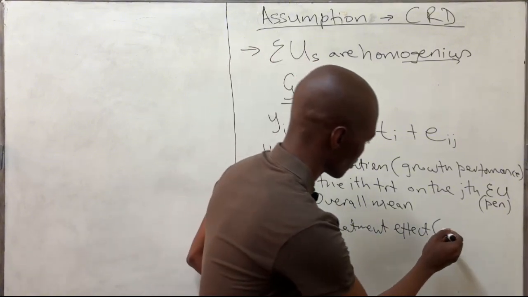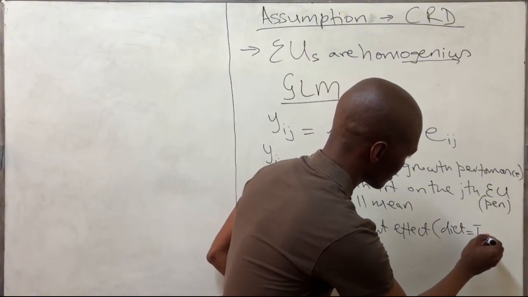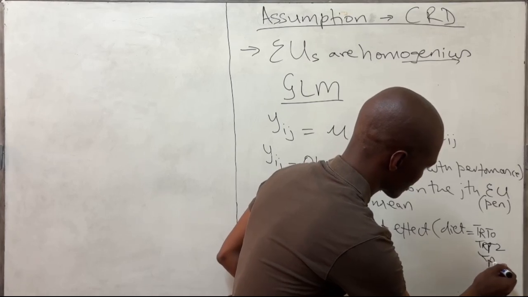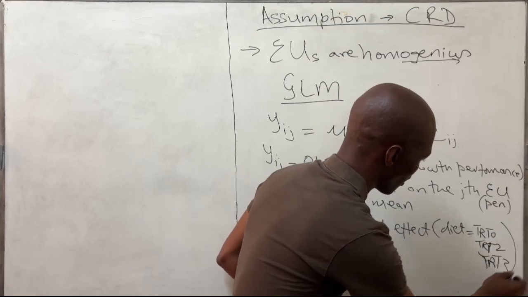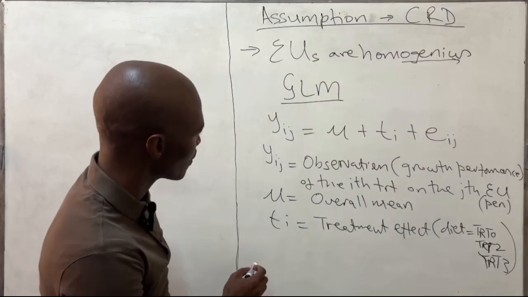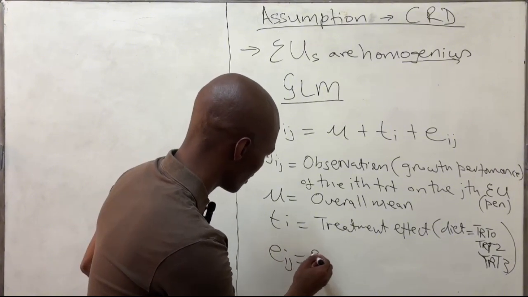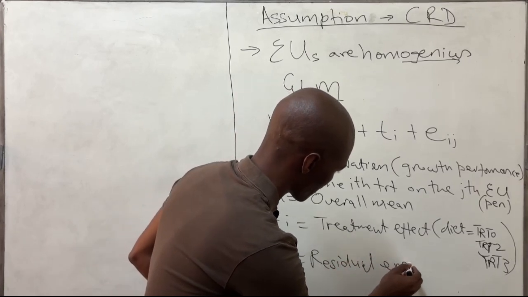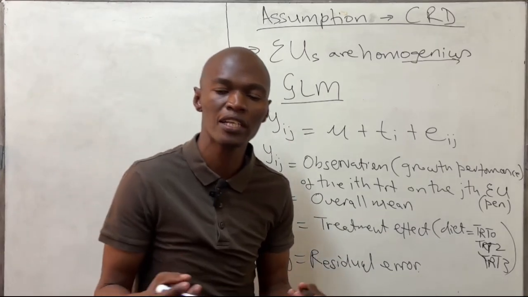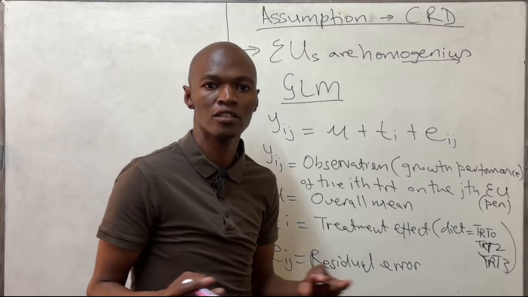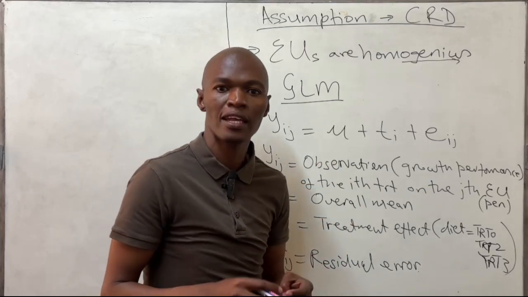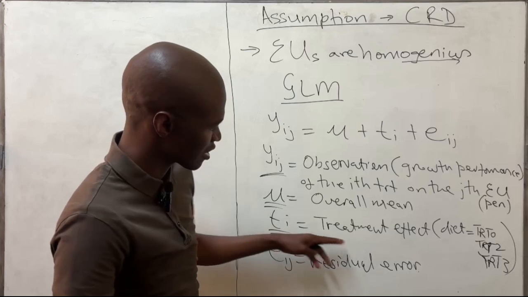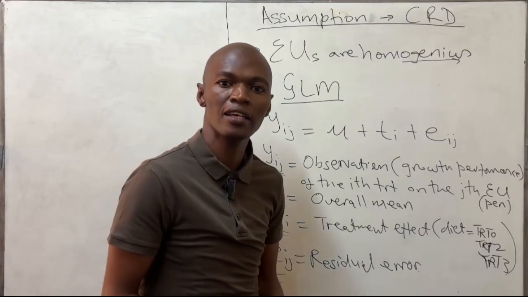In our case, our treatment, we have diet. Our diets are treatment 1, treatment 2, and treatment 3. These are our diets. Then we also have Eij, which is the residual error or random error. So this is the general linear model for completely randomized design, whereby you're saying Yij is equal to mu plus Ti plus error Eij. So the mu is overall mean, the Ti is treatment effect, and Eij is our residual error.